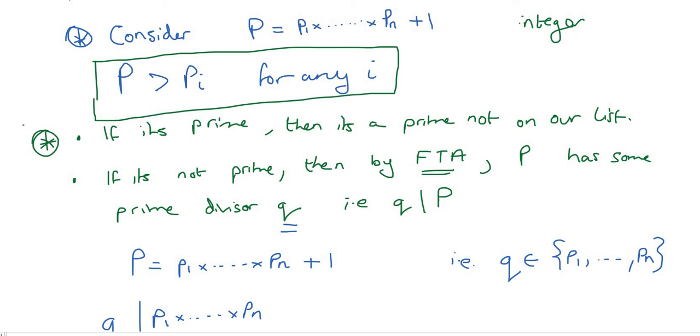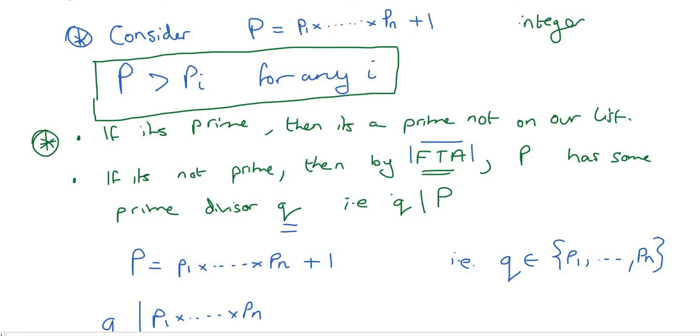Okay, now we split it into the cases. If it is prime, then it's a prime not on our list because it's bigger than any prime. If it's not prime, then by this thing called the fundamental theorem of arithmetic, which again I can explain in another video, p has some prime divisor q. The fundamental theorem of arithmetic basically says that any number that's bigger than 1 has some prime factorization, so it can be split down into a product of prime numbers.